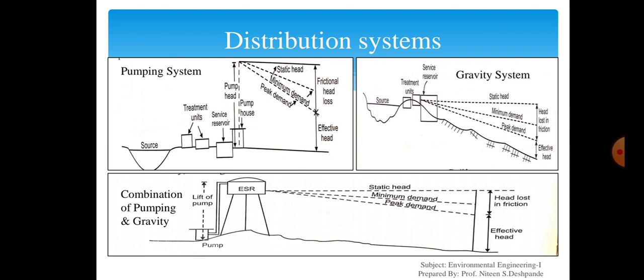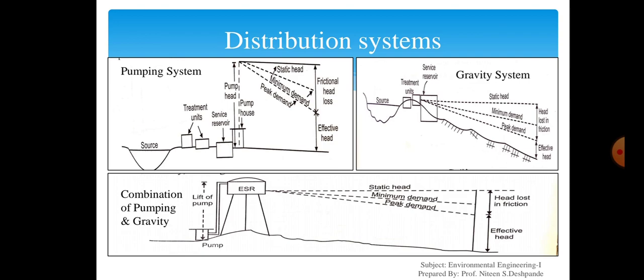So some units of the pumps will be running on diesel, and some units will be running on the electric supply, so as not to get the water supply of the town interrupted. Okay. So this is the first distribution system, that is the pumping system. Second is the gravity system.